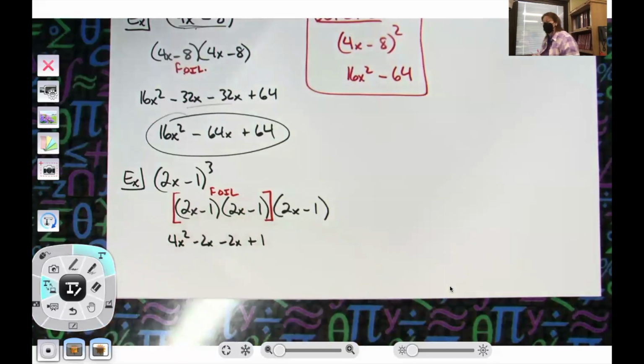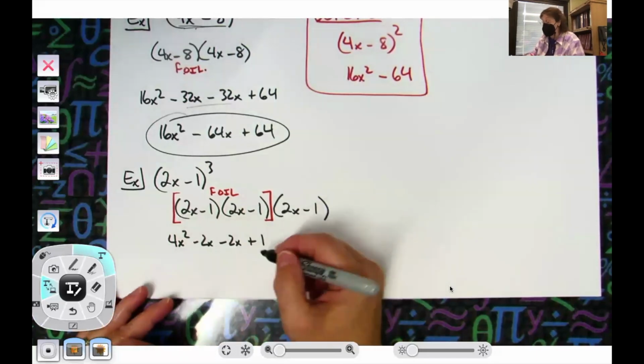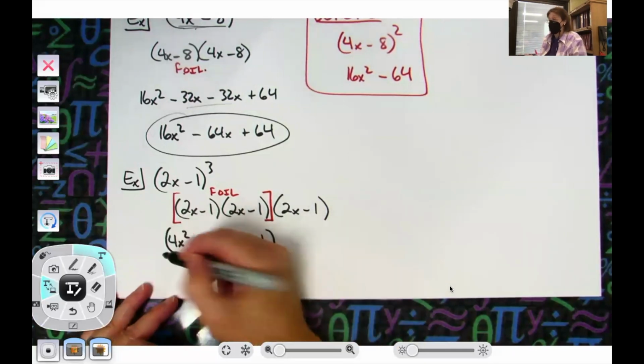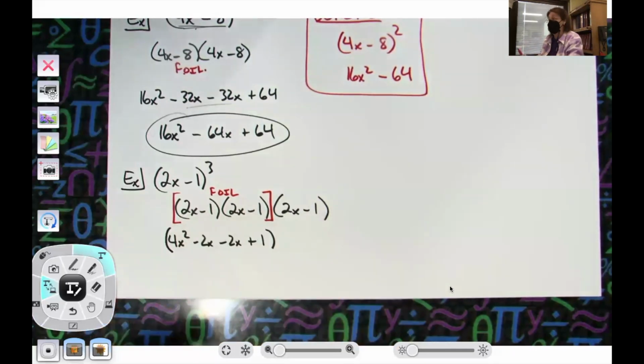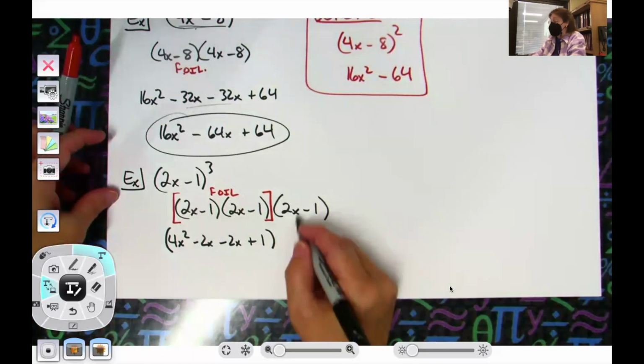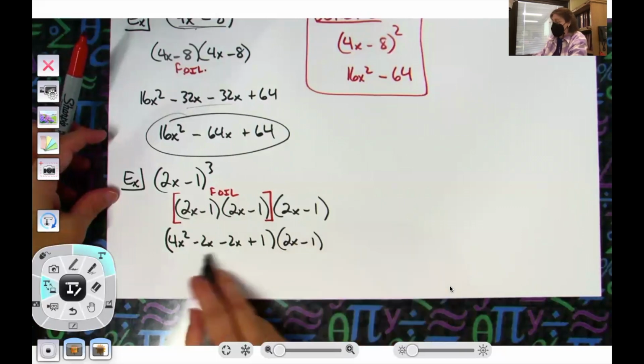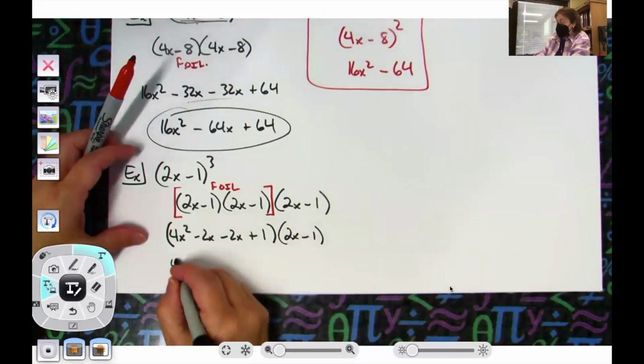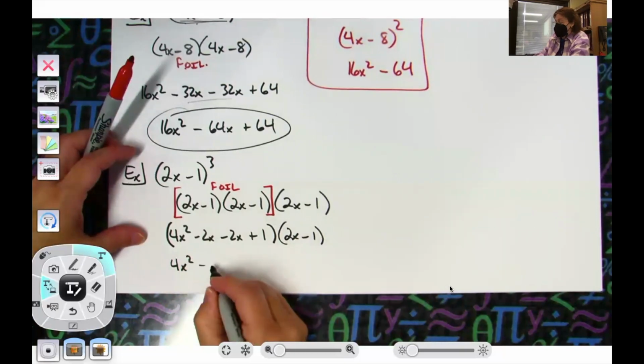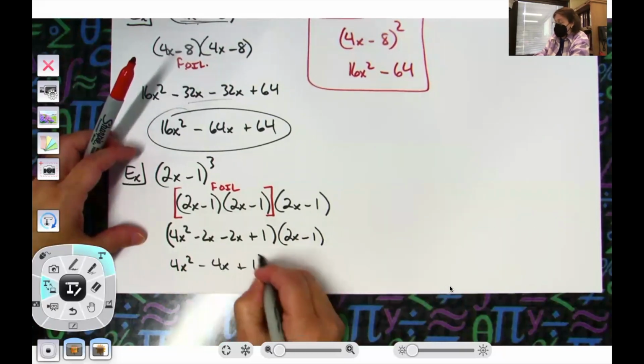Now I've just multiplied those two. I'm going to combine like terms in a minute, but keep the set of parentheses around it because you just created a polynomial when you multiplied those. Bring this one down, 2x minus 1. I'm going to add some like terms there: 4x squared minus 4x plus 1.